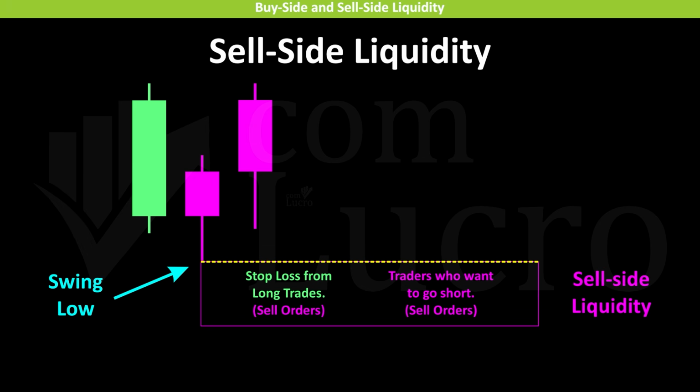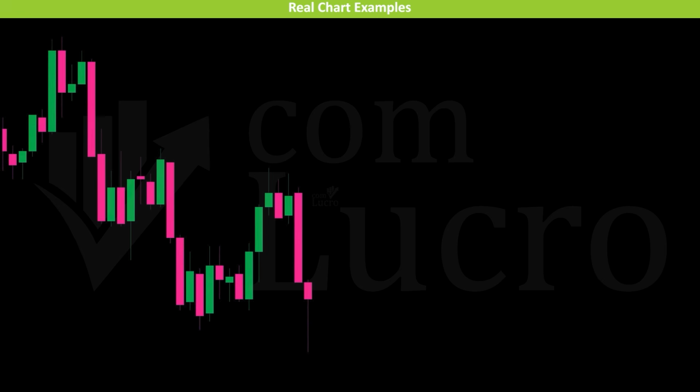The identification of buy-side and sell-side liquidity levels is an important component of the ICT method and helps explain how price moves and where reactions are more likely to occur. Let's now move to a real price chart and look at practical examples of buy-side and sell-side liquidity.